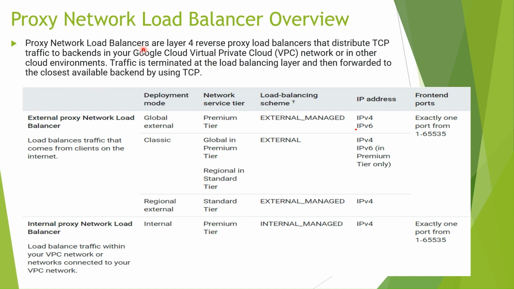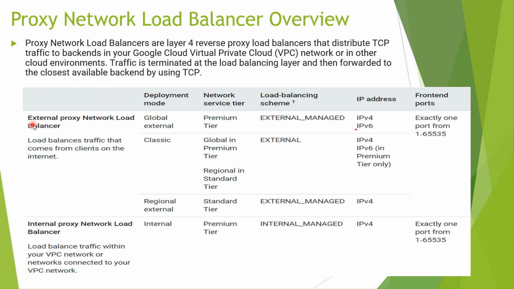It is a layer 4 network proxy load balancer which distributes TCP traffic to our backends in our VPC, and even in other cloud environments or your on-premises also. As we can see, the traffic is terminated at the load balancing layer and then forwarded to the closest backend which is available. If you have multiple regions and you hit your load balancer IP, the region nearest to you will receive the traffic.